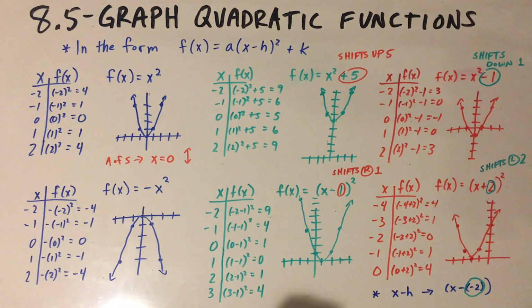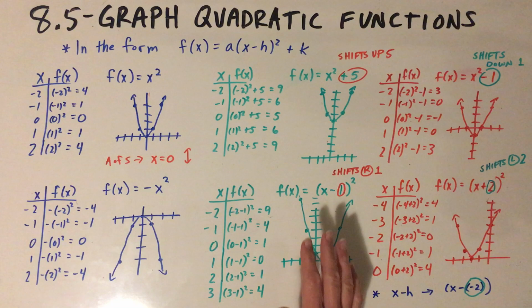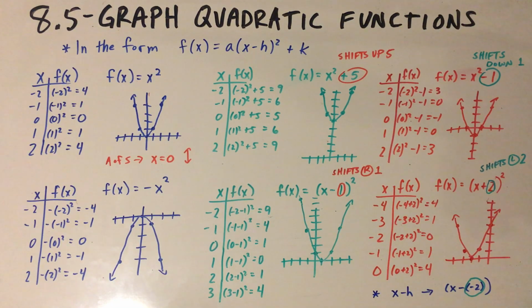Again, a positive k will shift the graph up by k units. So if k is 3, it's going to shift it up 3. If k is 2, it's going to shift it up 2. If k is 556, it's going to shift it up 556.